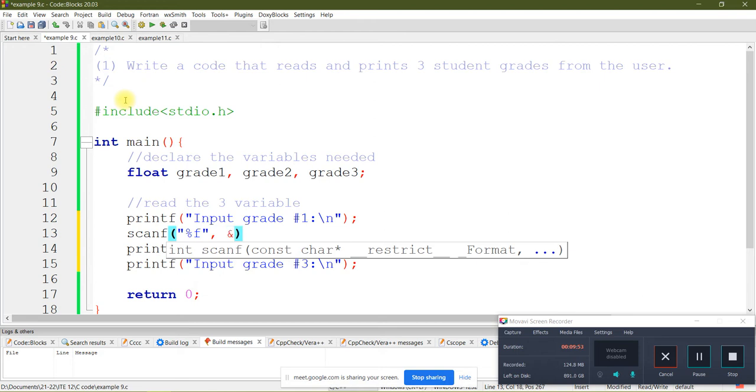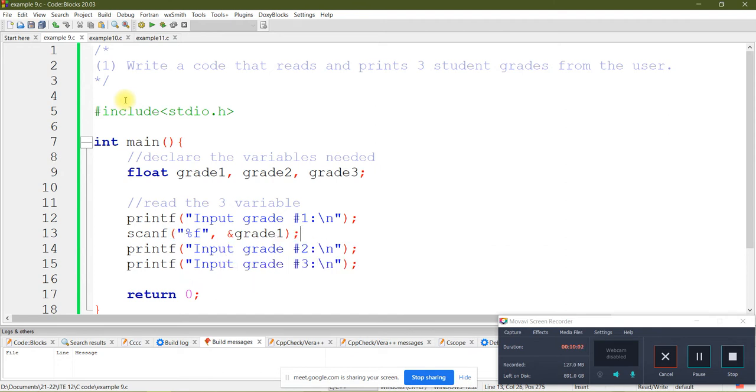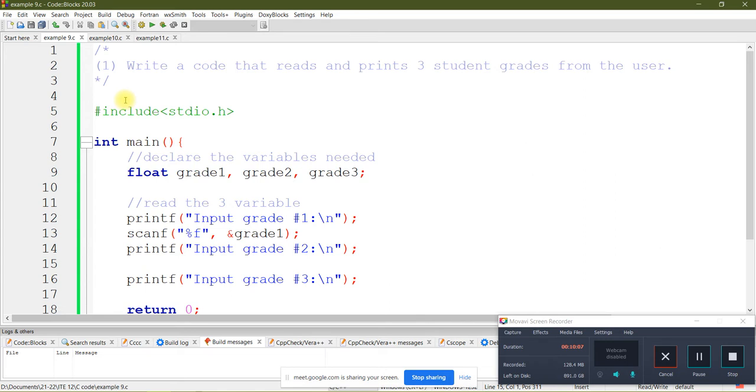So we will then write the ampersand. This is very important because, again, I will note the ampersand acts like a carrier. It carries the value to the memory location of grade 1. Okay? Grade 1 has a memory location, the exact space or address in your memory. When the user inputs a value, what the ampersand does is carry it to the address of grade 1. Okay? So, that is how important it is.